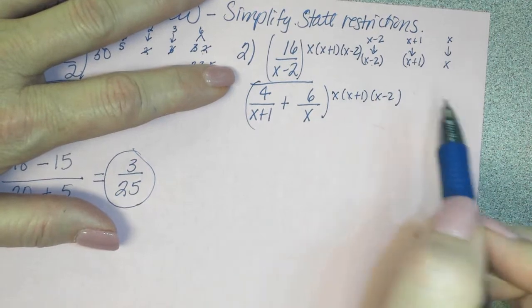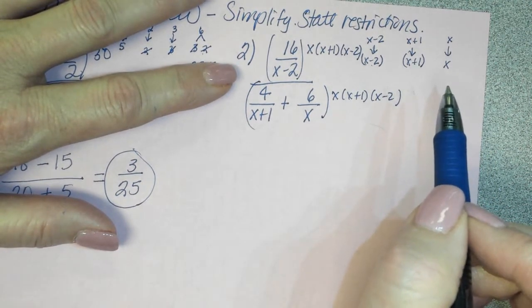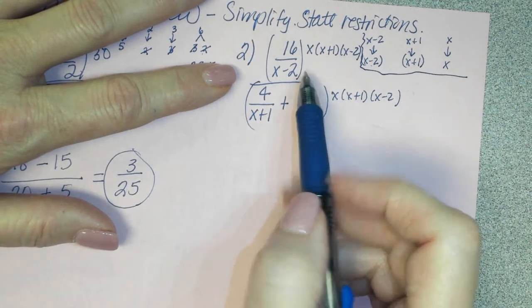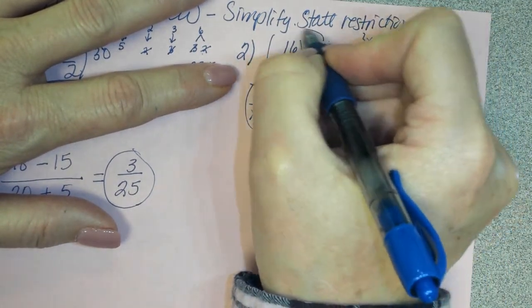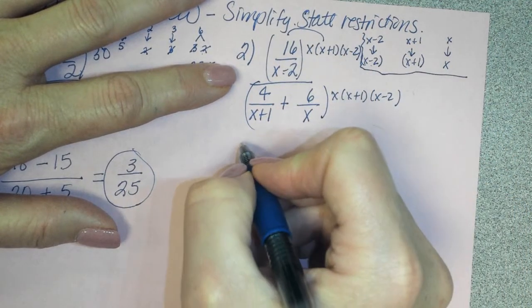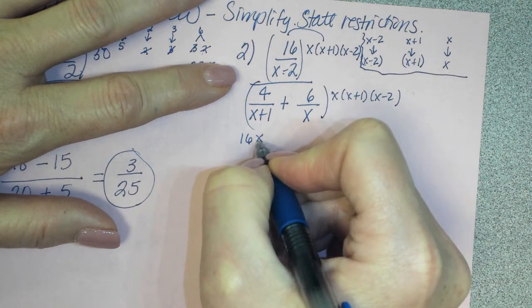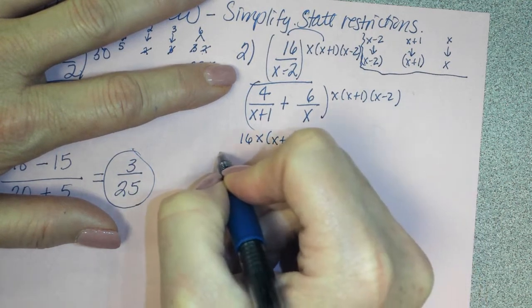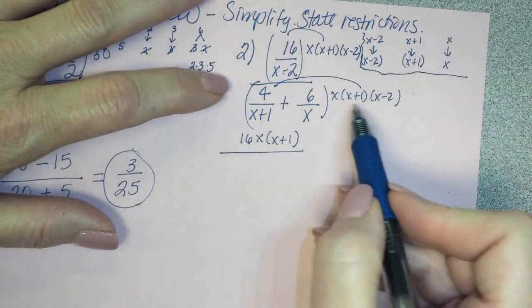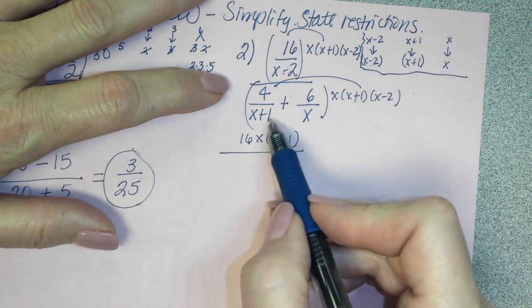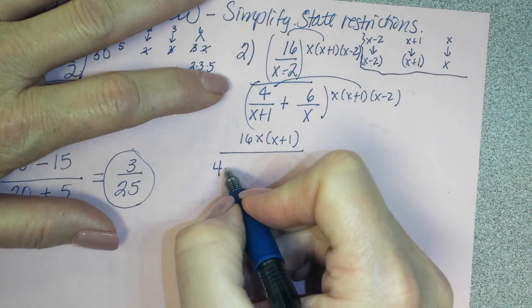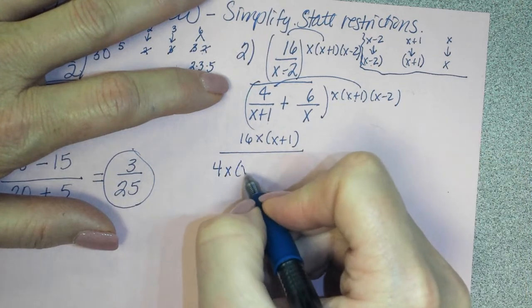This is one of the hardest problems you'll see, and you will have one like this that you'll have to be able to do, so make sure you understand it. When I multiply this times this, the x minus 2's cancel. So all I'm going to have left is a 16, an x, and an x plus 1. When I multiply the bottom, I have to multiply this term. The x plus 1's are going to cancel. So I'm going to have a 4, I'm going to have an x, and I'm going to have an x minus 2.